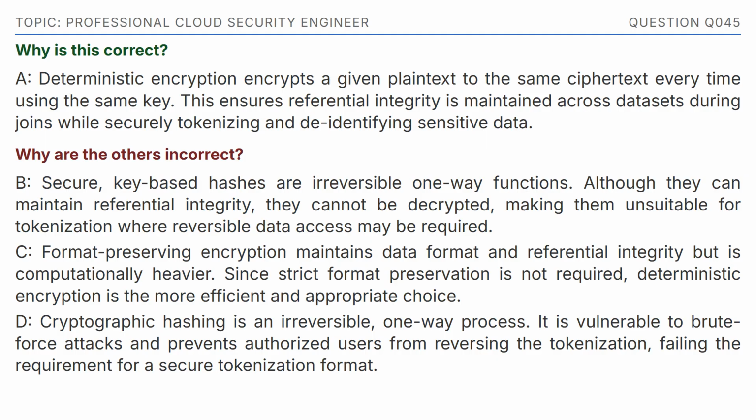D. Cryptographic hashing is an irreversible, one-way process. It is vulnerable to brute force attacks and prevents authorized users from reversing the tokenization, failing the requirement for a secure tokenization format.